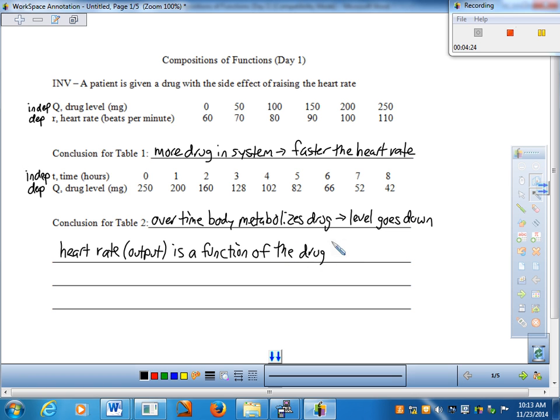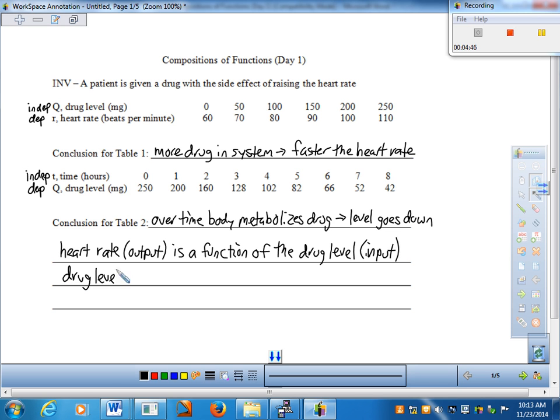So we have heart rate is a function of the drug level, output in terms of the input. Okay, that looks pretty good. So that's the first scenario. The second scenario would be this, where we said the drug level is a function of time. So let's put that in.